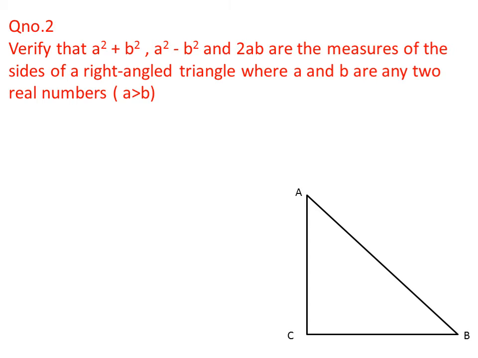You can see a right angle triangle ABC on your screen. In this triangle one angle is exactly 90 degrees and the other two are acute angles. We will prove it by using the Pythagoras theorem.